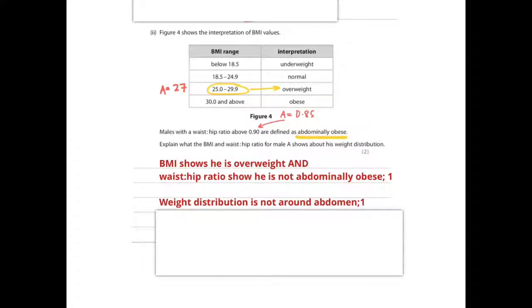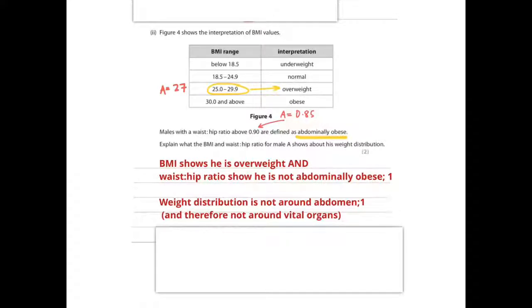Therefore, the weight distribution is not around the abdomen, so he doesn't have a lot of weight around the abdomen, although you might want to watch it because it's approaching 0.9. And therefore not around the vital organs. That's where the other mark comes from. The brackets you don't have to write, but you would get a mark for writing that as well instead of this point.